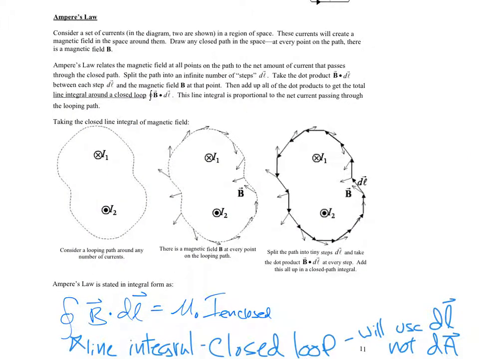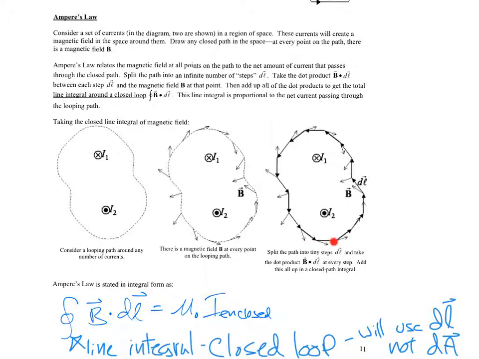All right, on the next page, we're going to start looking at Ampere's law. So the big idea behind Ampere's law is that the magnetic field in the area around a wire is proportional to the amount of current that's enclosed. So you take any path you want around some amount of current. You could have 2 wires, as is shown in this example. You could have 1, it doesn't really matter.